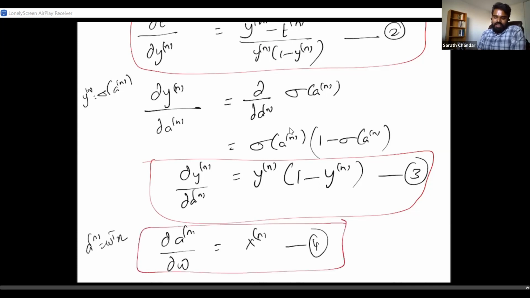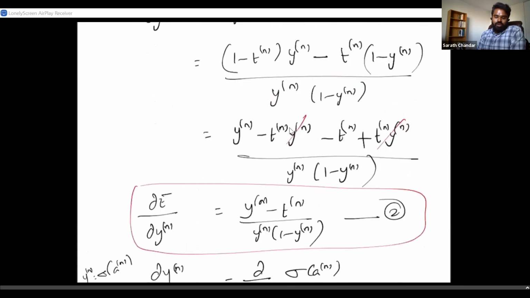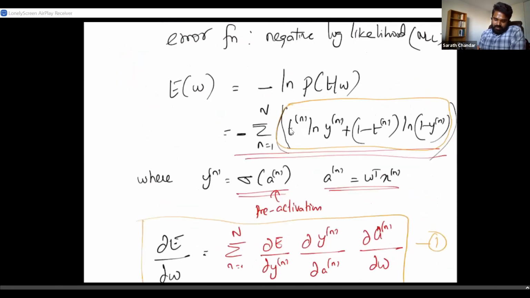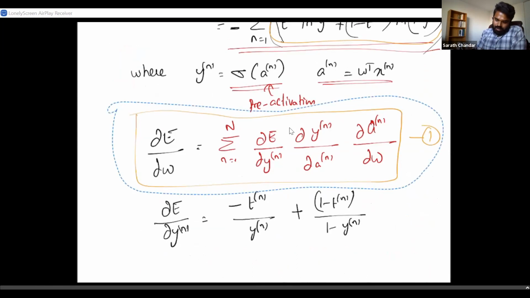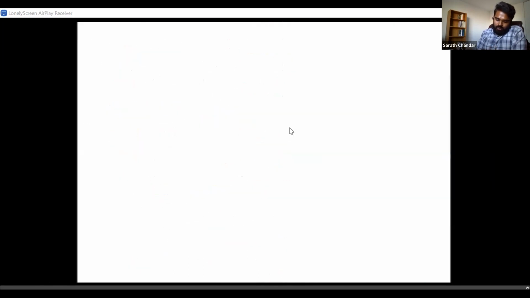Okay, so now we have all the three terms. We are just going to substitute these three terms into this particular chain rule. So maybe let's cut this chain rule and move it here.